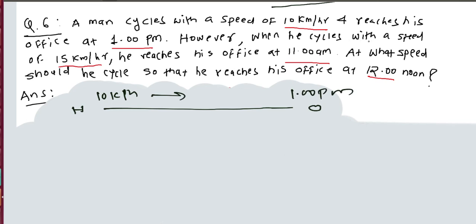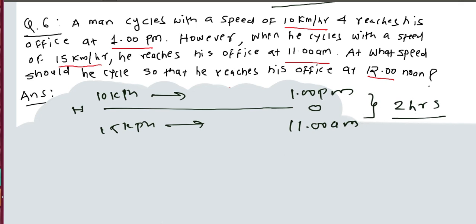Now when he cycles with a speed of 15 km per hour, he is reaching at 11 a.m. So the difference between times is 2 hours. Initially he was reaching at 1 p.m. Now he is reaching at 11 a.m. That means the difference between times is 2 hours, and that is happening because the second time he is traveling with greater speed, right? He is increasing his speed from 10 km per hour to 15 km per hour.